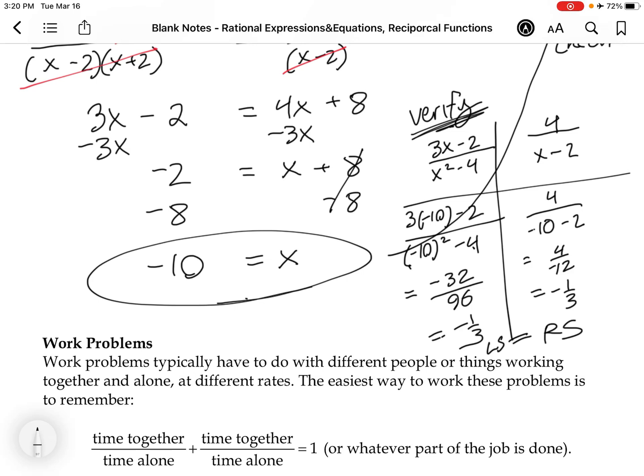Okay, so you've got to check your non-permissible values. This verification process is optional, but it's a good idea because you can be sure that your answer is actually correct if you verify in this way.